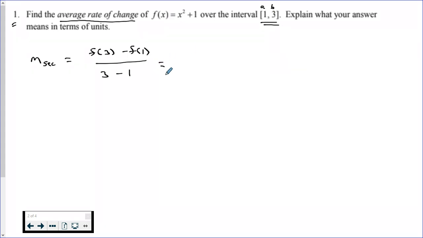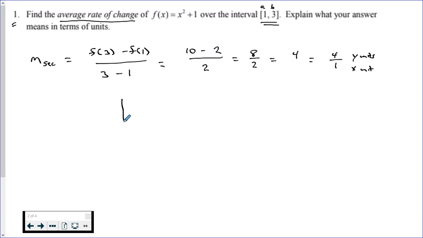And this we can actually compute more, right? So f of 3 would be 3 squared, which is 9, plus 1, which is 10, minus f of 1, which is 1 squared, which is 1 plus 1, which is 2. And then 3 minus 1 is 2. And then 8 over 2 is going to be 4. So I get 4. But maybe for emphasis I'm going to write this as 4 over 1. Now, what does this mean? This means that on average, over this interval, this function is going to increase 4 y units for every 1 x unit. Remember, these are y values, these are x values.